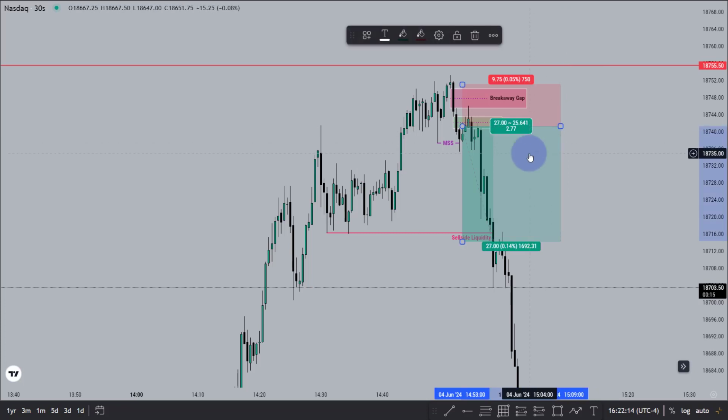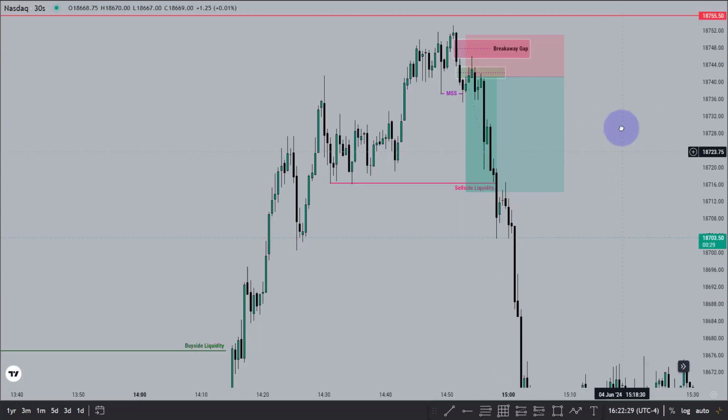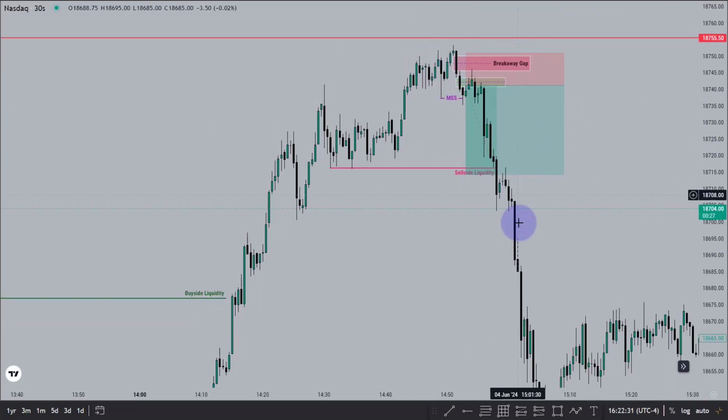Okay, so 1 to 2.77 risk to reward ratio, 2700. Not bad, brother. Seriously, it's not bad. So that should be your trade. Most of the time, if you look from the 1 minute chart, you will miss that huge run, that huge fall.